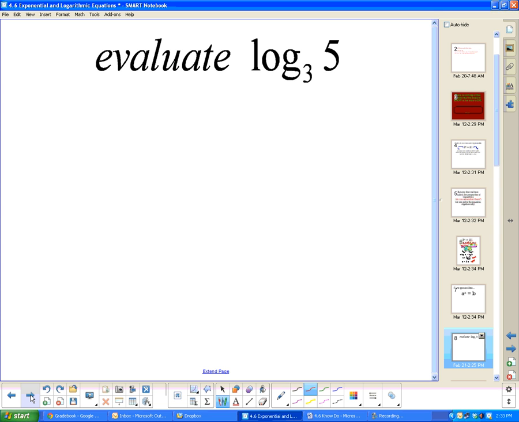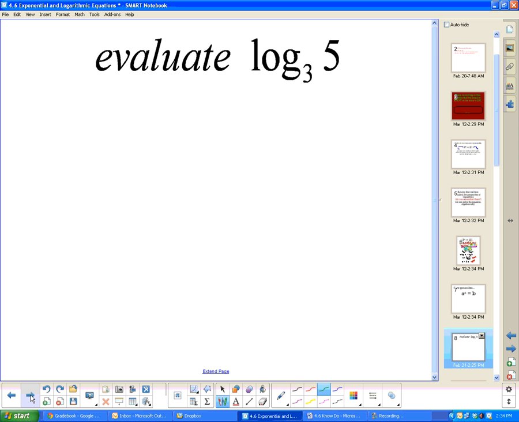Another way we could use this idea is to evaluate logarithms that might not have bases within our calculator. Some of us with the newer calculators can evaluate logarithm base 3 of 5, but some of us with the older TI-83s and 84s do not necessarily have that option. So how are we going to evaluate this expression if our calculators won't work? Well, we can use a very similar technique to what we used in the last problem.